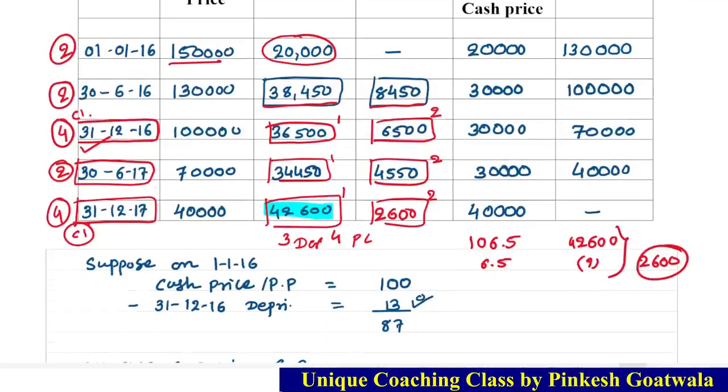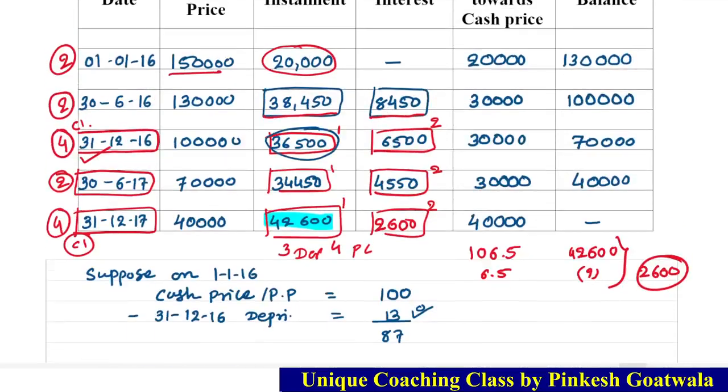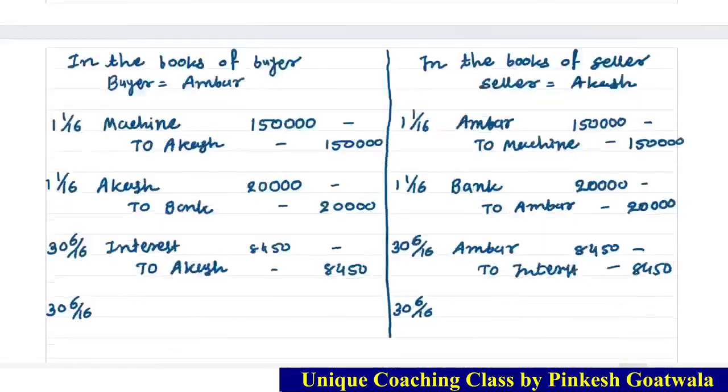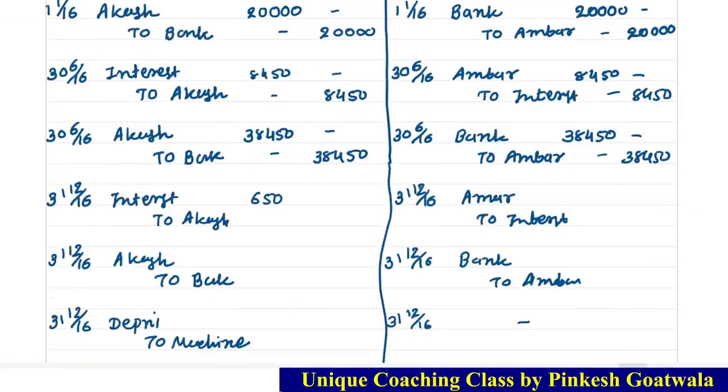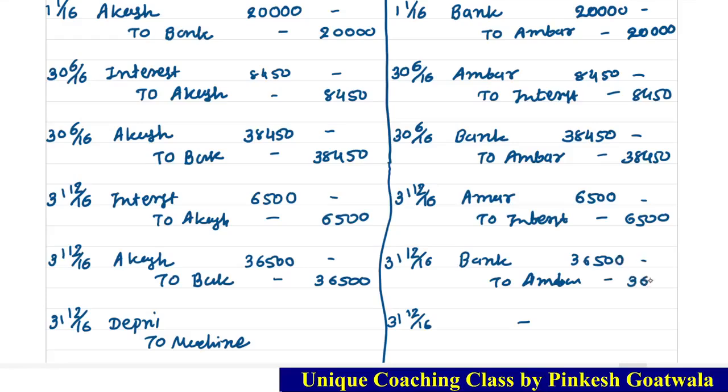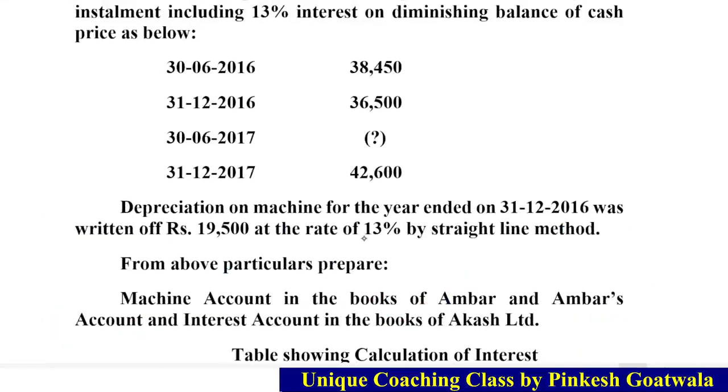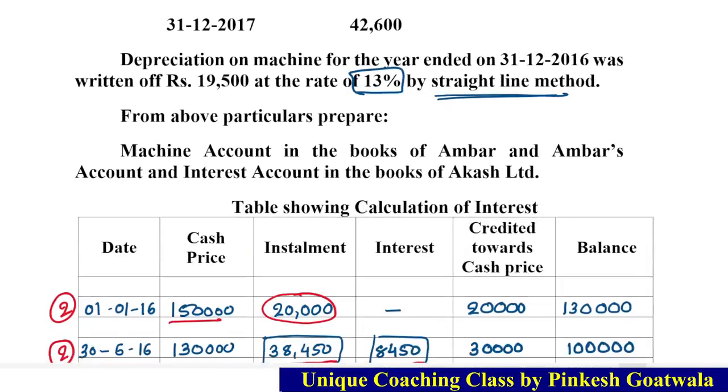Now the amounts: here 36,500 and 6,500. 6,500 is the interest amount, then 36,500 is the installment amount, then the depreciation amount. Depreciation is very simple, because here the rate of depreciation is 30% and it is straight line. Straight line means every year the depreciation amount will be the same. So every year the depreciation will be the same 30%.